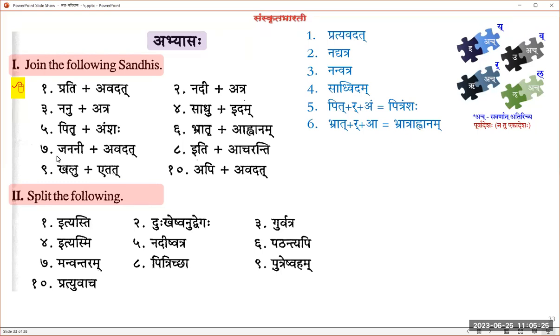Okay. What are the meanings? Pratyavadat means replied. Nadyatra means the river here. Nanvatra means isn't it so here. Nanu has that sense. Sadhvidam, this is proper, this is correct. Pitramshaha, we had discussed the potential meanings of this. It can mean a heritage, a piece of Pitru Bhumi, etc. Or it can mean more holy things. Then Bhratrahvanam means invitation of the brother.